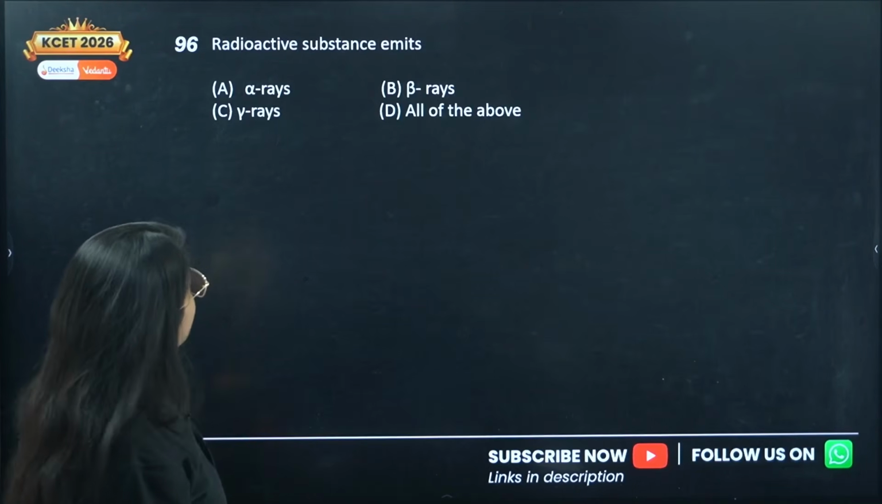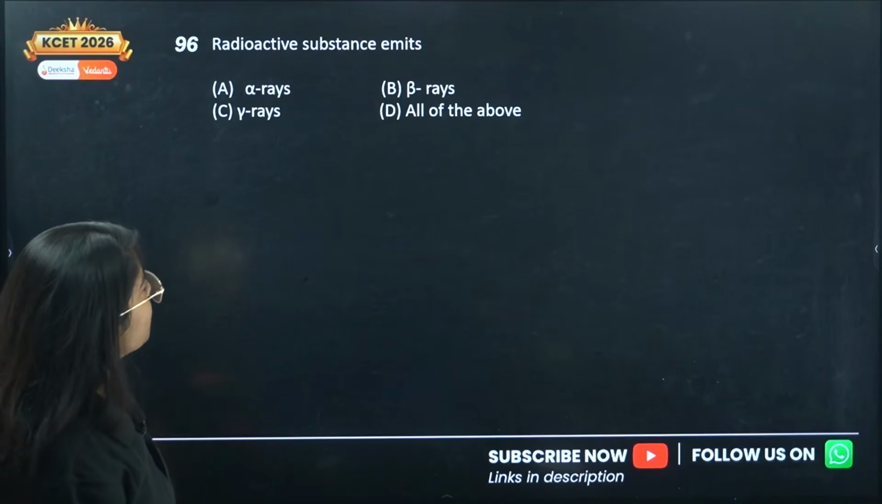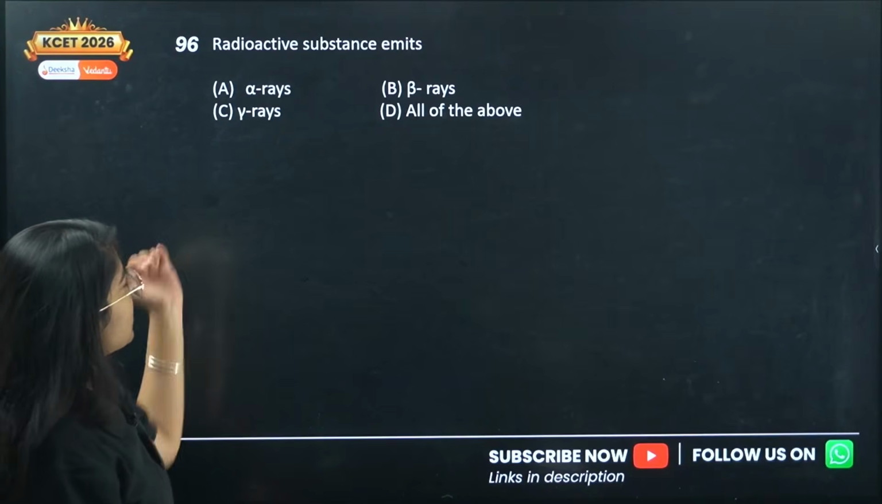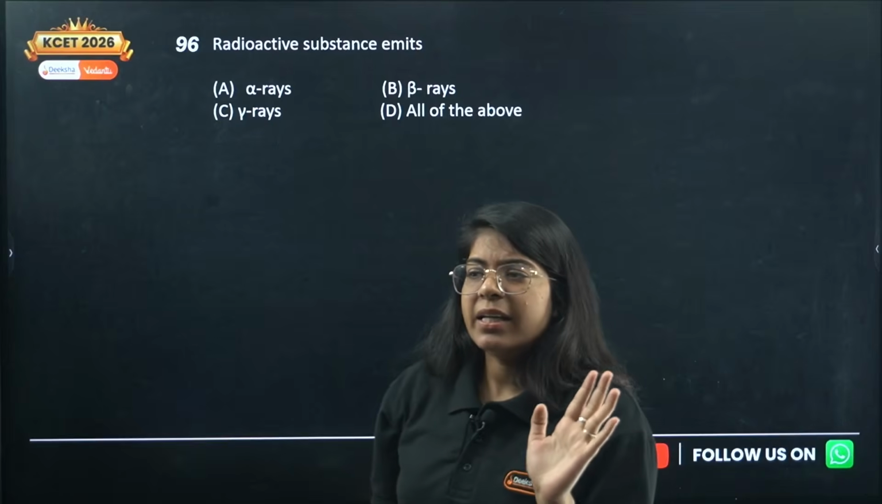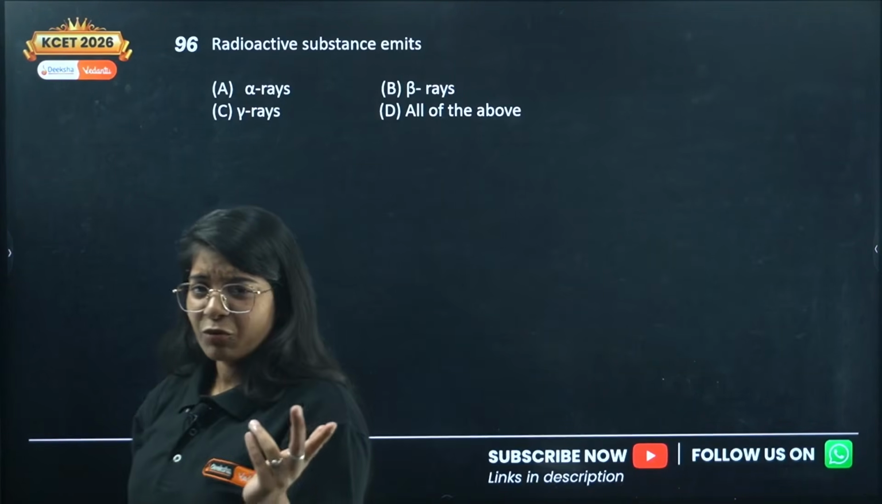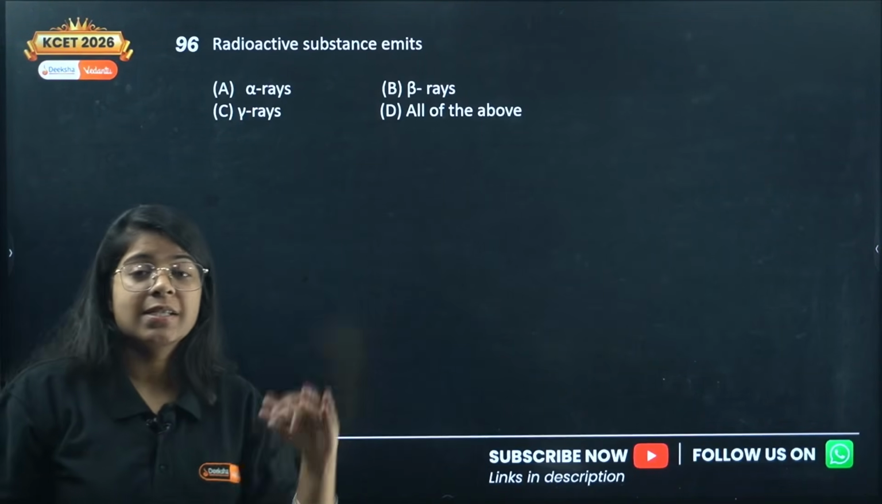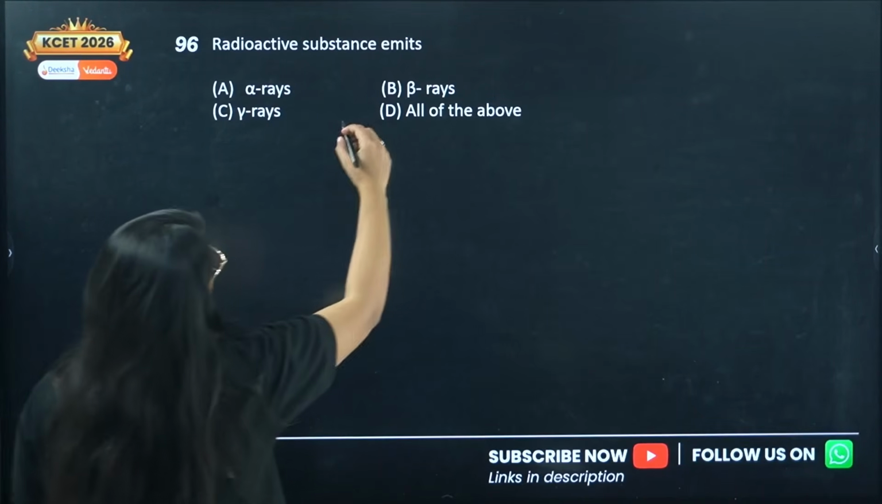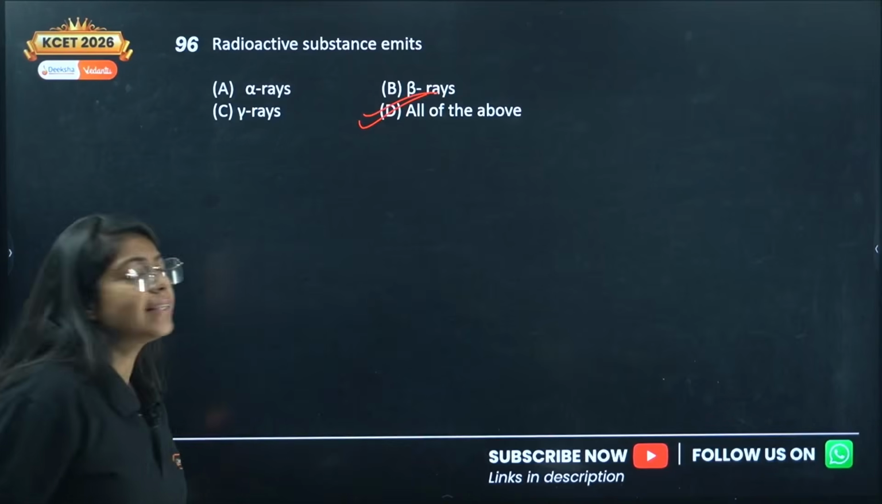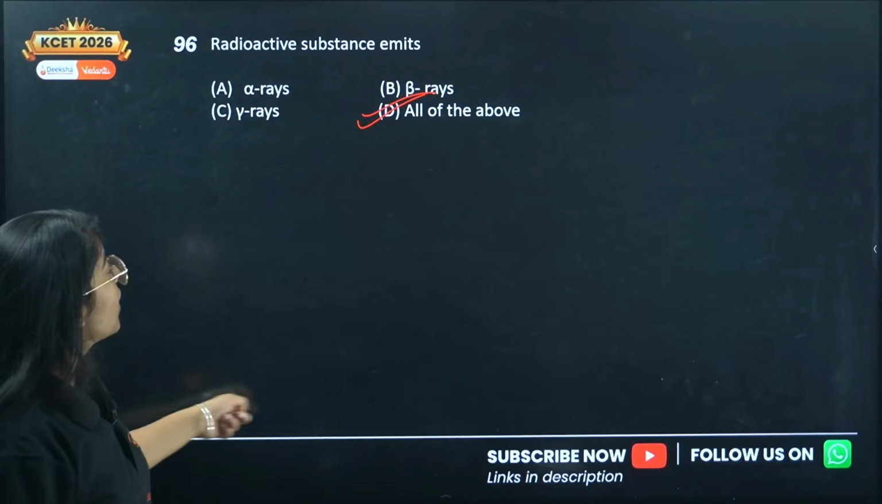Okay. 96th question says radioactive substances emit alpha rays, beta rays, gamma rays, all of the above. Now we have studied alpha decay, beta decay, gamma decay. So we know that radioactive substances emit all these rays. So the option is D, that is all of the above.